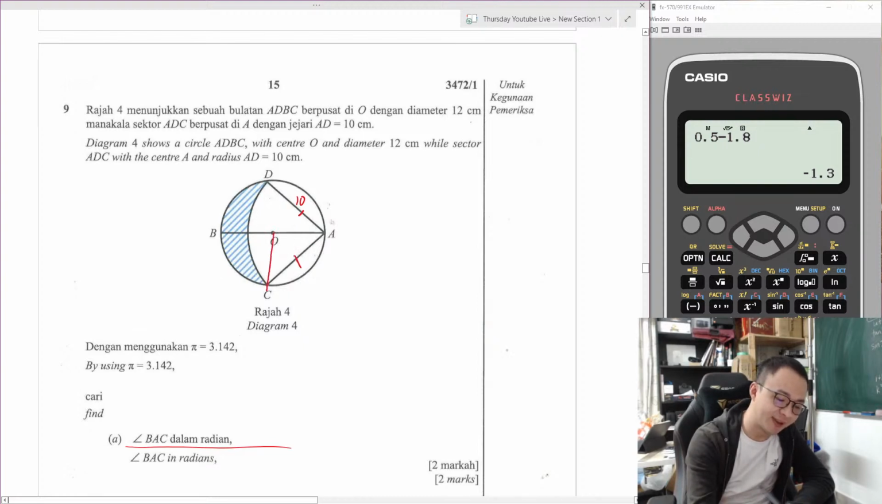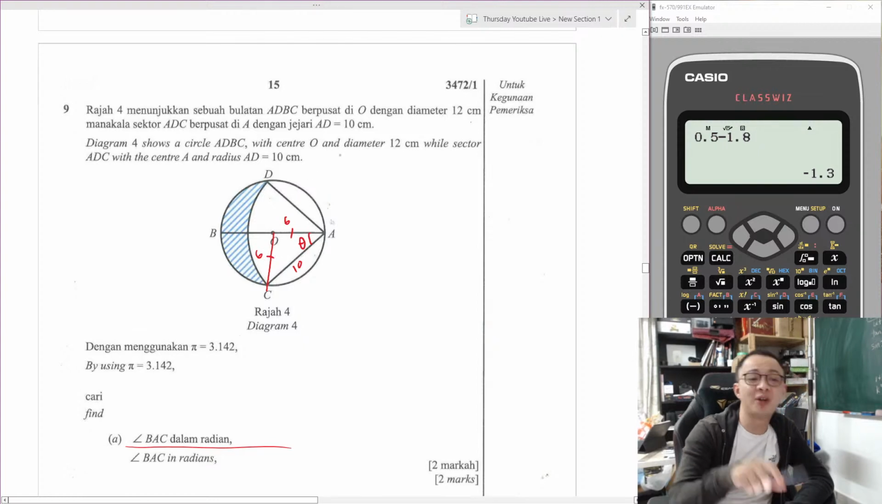This is 10. Here will be 10 here. And both of these are 6 and 6. I'm going to find this angle. Then I can just use a solution of triangle.